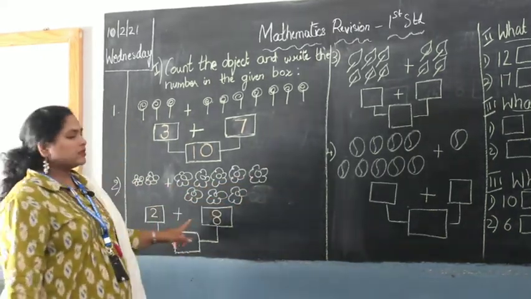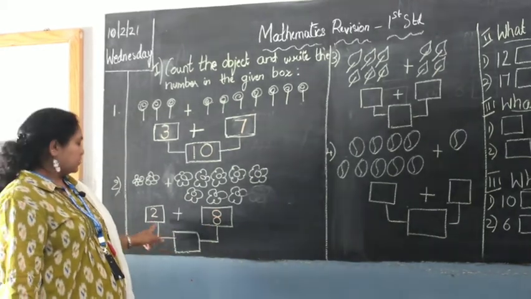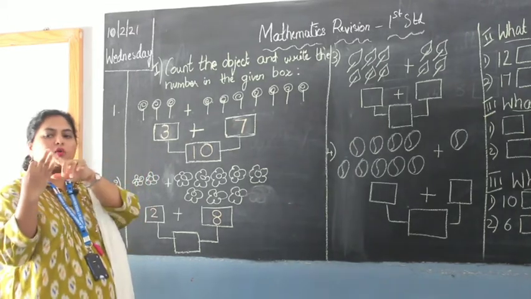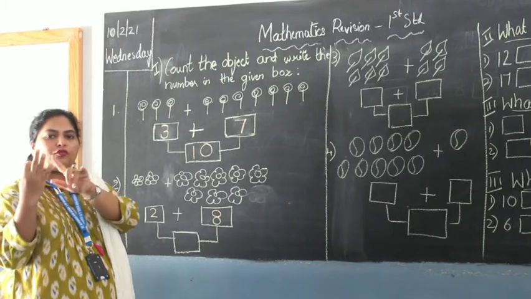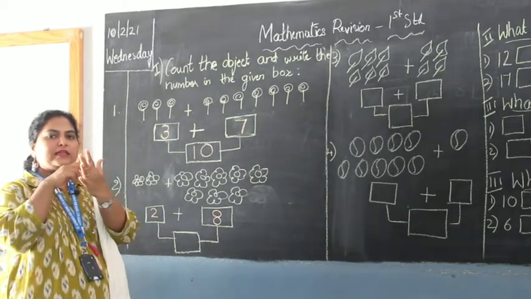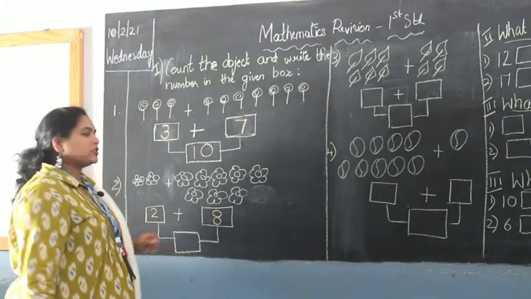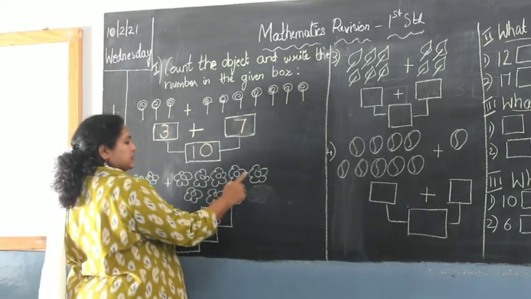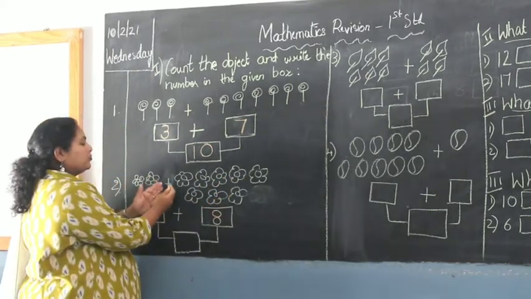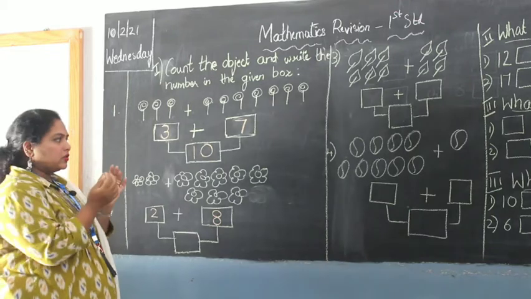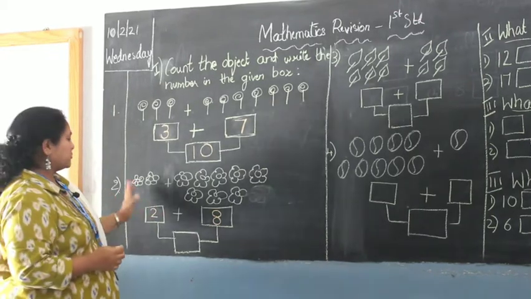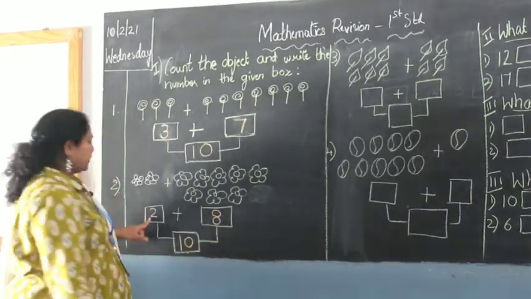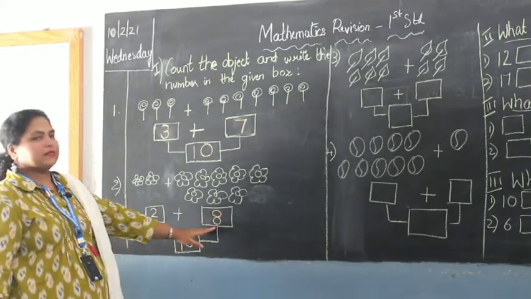So 2 plus 8. How much do we get? 2 in your mind, 8 on your fingers. 1, 2, 3, 4, 5, 6, 7, 8, 9, 10. So 2 plus 8 is 10. Like you count all the flowers. 1, 2, 3, 4, 5, 6, 7, 8, 9, 10. So when you add plus, you are totaling, you're joining all the numbers together. So all the numbers put together is 10. So 2 plus 8 is 10.